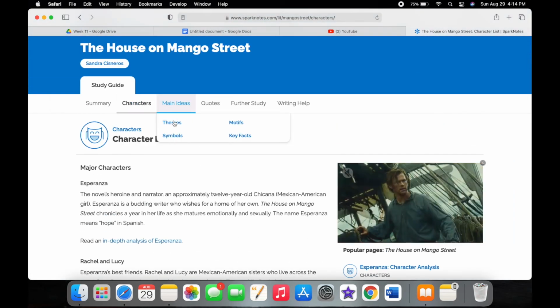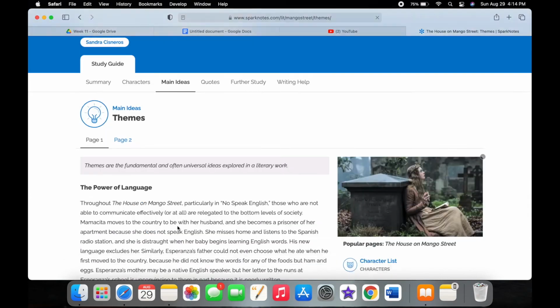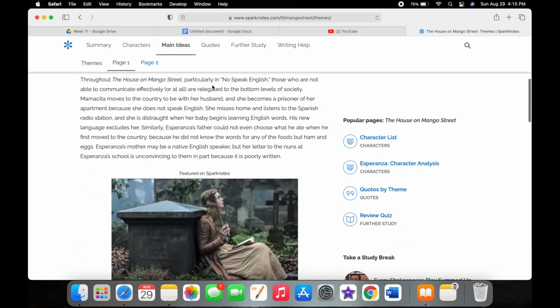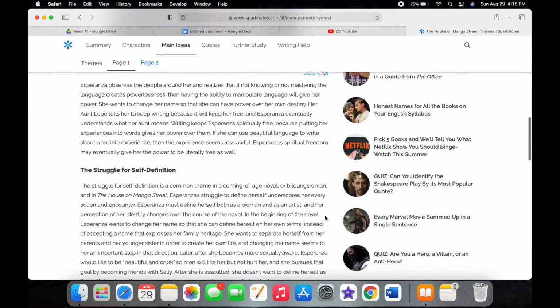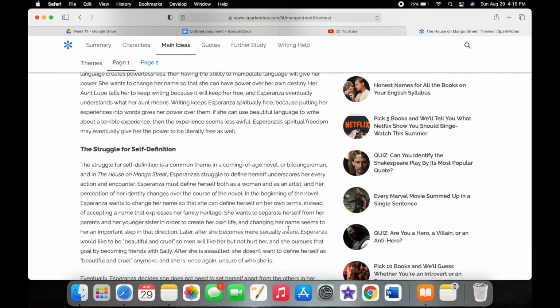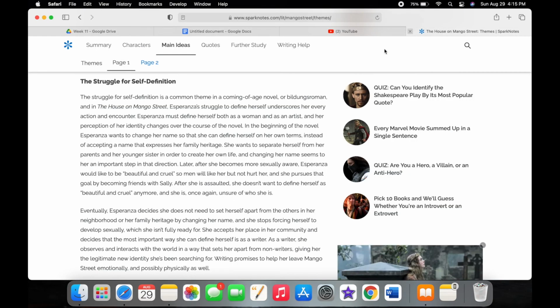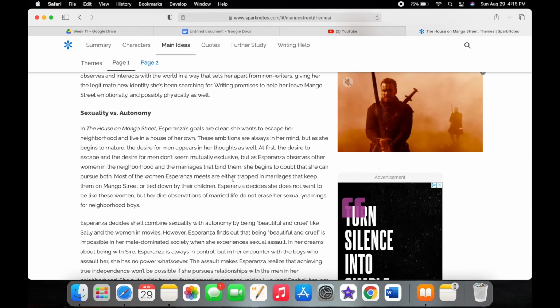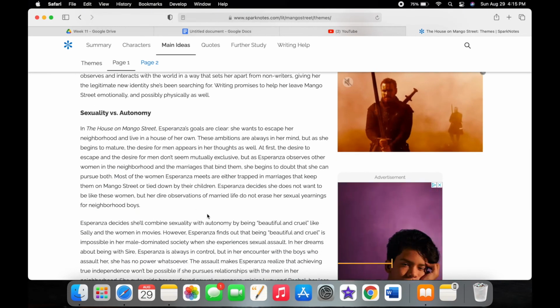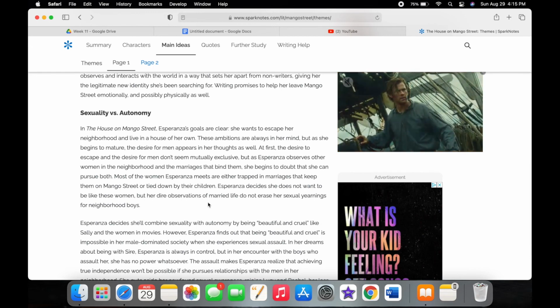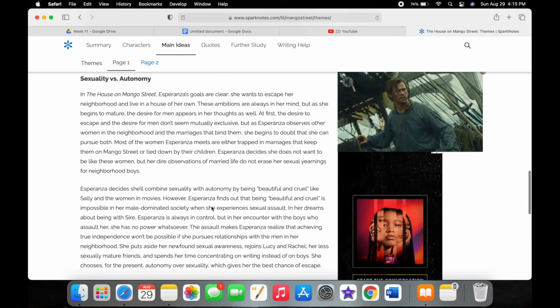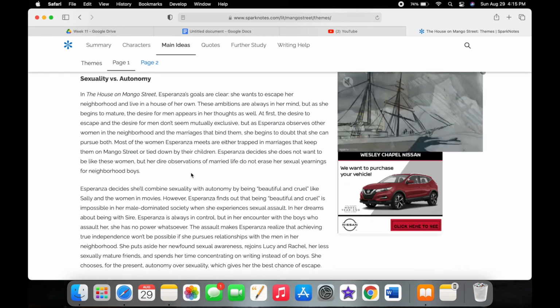So some main ideas, I want to go through the themes here. The power of language, no speak English. Yeah, that's true. That sounds interesting. The struggle of self-definition, that is absolutely something to do with being 12 years old. So, self-definition. Sexuality versus autonomy. This is something we kind of discussed during our Women in Poetry themes that we were talking about.